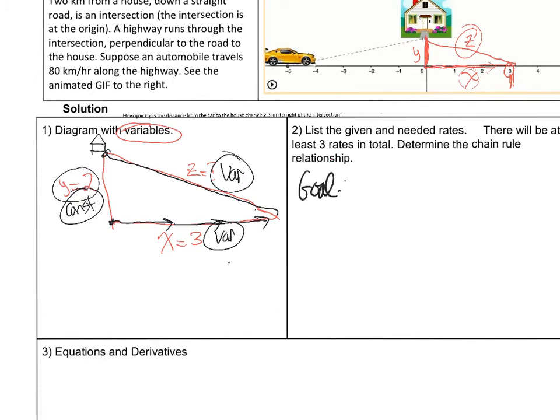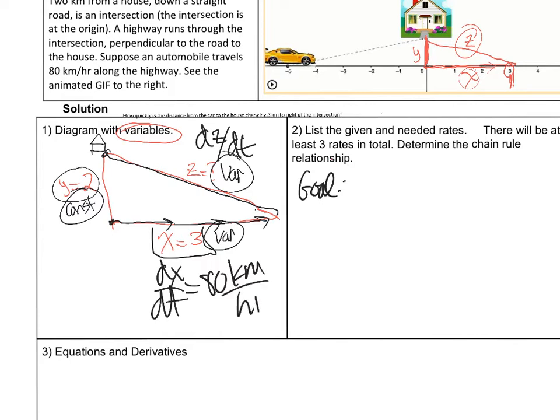What do we want to figure out? We want to figure out the rate of change, dz by dt. That's the goal, right? How quickly is that distance from the house to the car changing? Now, what about this right here? Do we know a rate there? Yeah, it's given. dx by dt is 80 kilometers an hour, right?